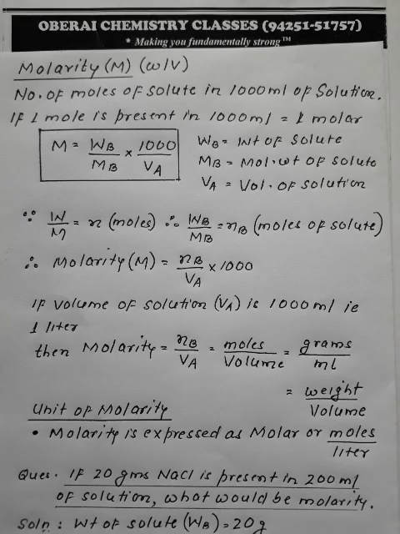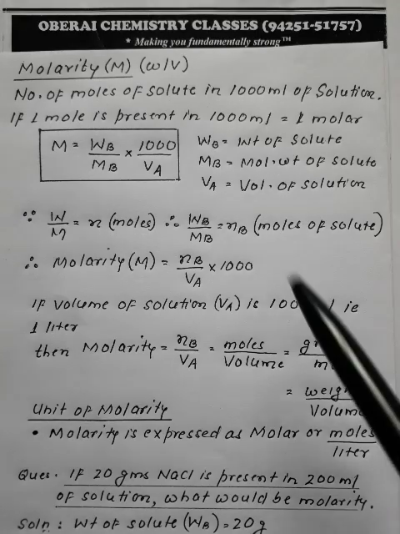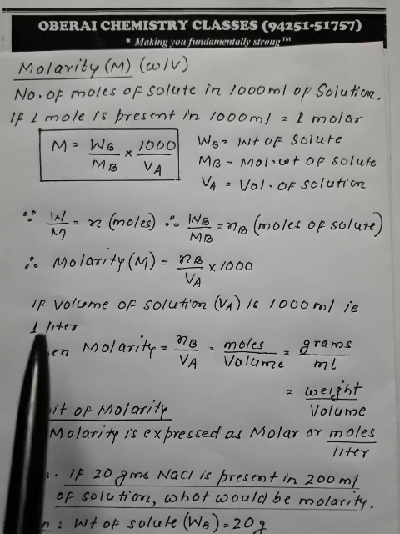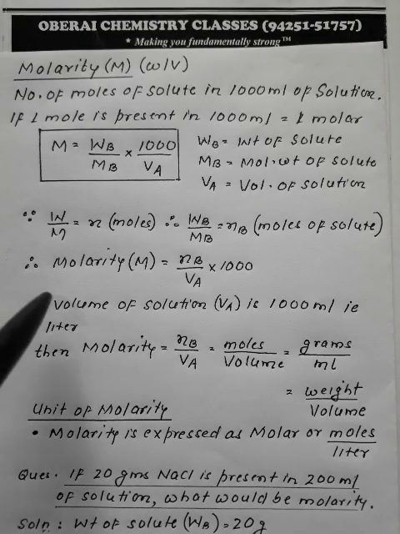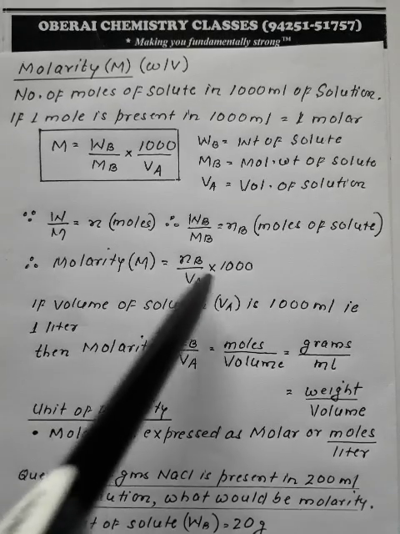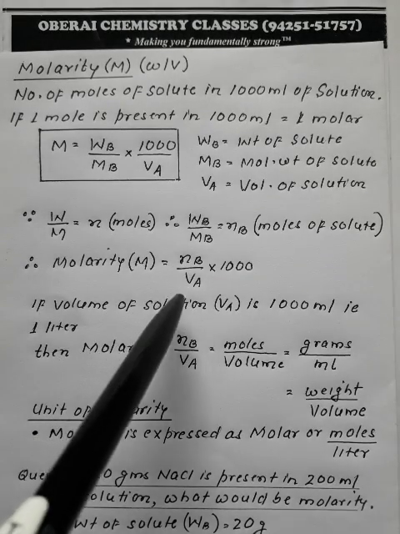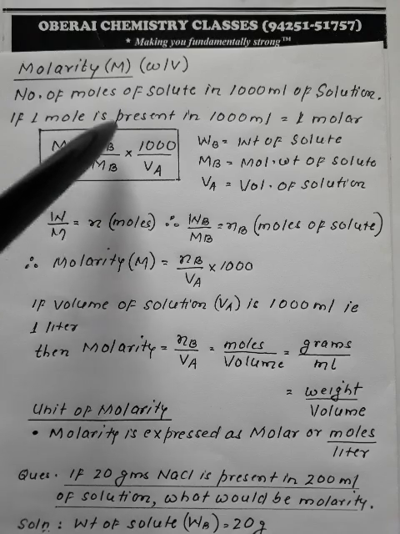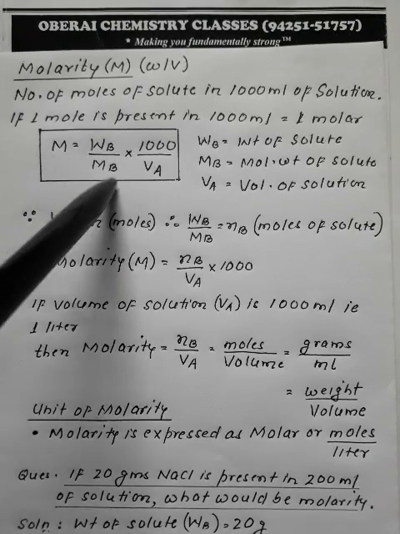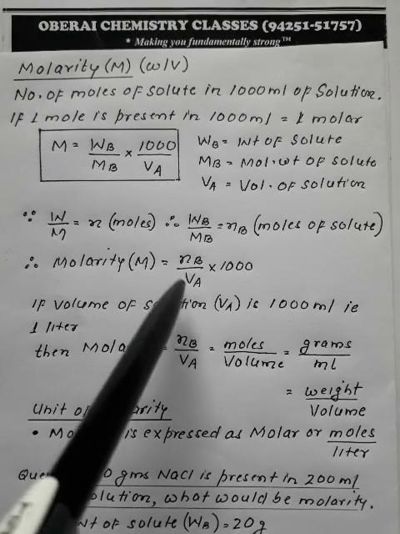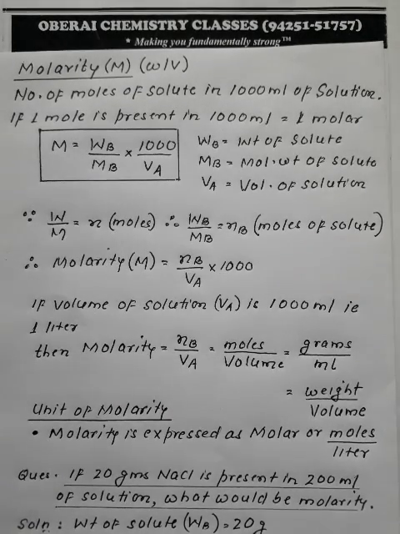Since WB upon MB is equal to NB, hence we can write the molarity M as NB upon VA into 1000. Therefore, molarity M is equal to NB upon VA into 1000.